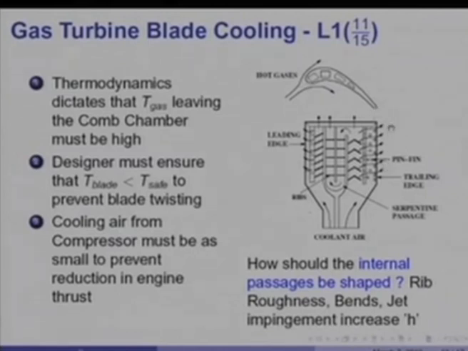Likewise, at the trailing edge, there are pin fins, as I said, to provide strength to the trailing edge, as well as impingement heat transfer in order to make sure that there is no concentration of stress due to temperature gradients in this region of the blade. These techniques improve the heat transfer coefficient: roughness, bends, jet impingement, etc.